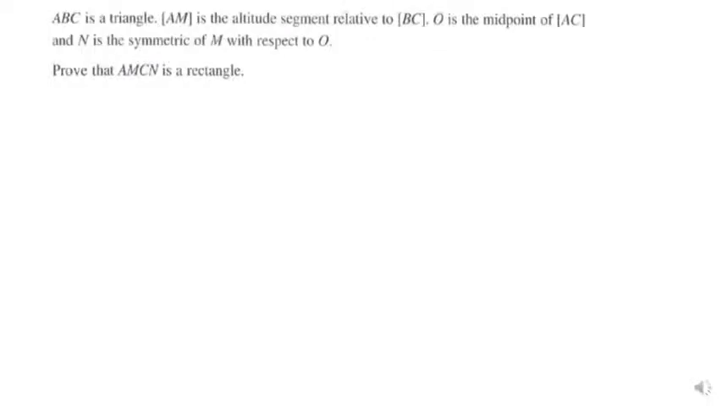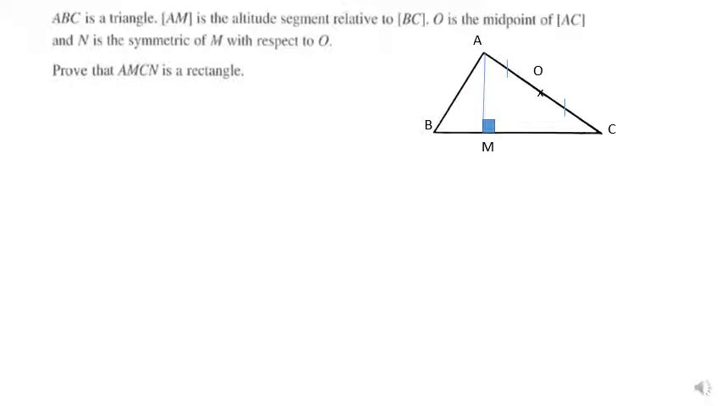Let us solve this exercise to check how we prove a rectangle. ABC is a triangle. Let us draw any triangle. Pay attention when they tell you any triangle. Don't draw it special. Don't draw it isosceles or equilateral or right. Any triangle, scalene. AM is the altitude to BC. You know that altitude means height. So this is the height, AM. O is the midpoint of AC. So now I have AO equals OC.